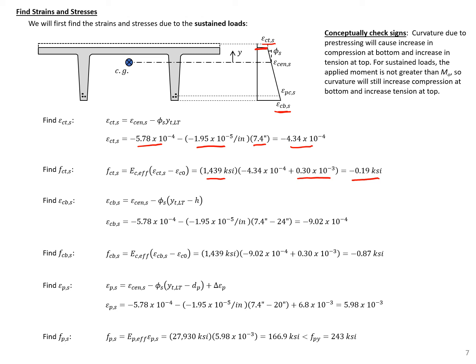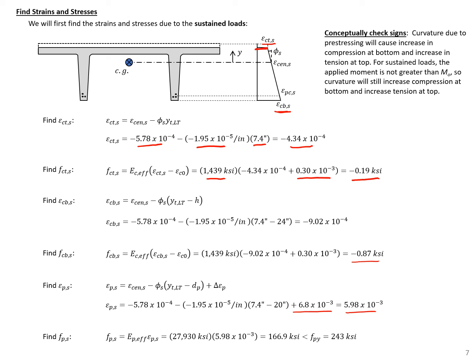We can do the same thing for the bottom of our precast section, and we'll find a stress as shown here. So negative 0.19 KSI at the top and negative 0.87 KSI at the bottom. We can do the same thing to calculate the strain at the centroid of our pre-stressing. We need to add in our locked-in strain differential to this strain, which will give us a total strain here of about 6 times 10 to the negative third.